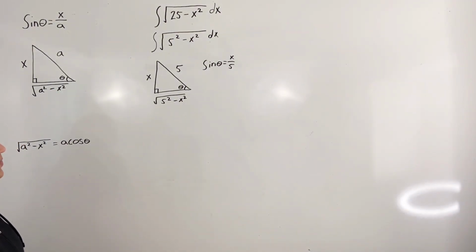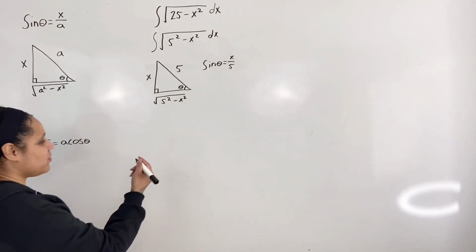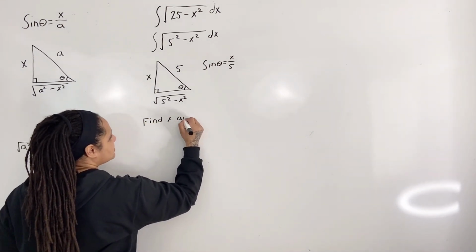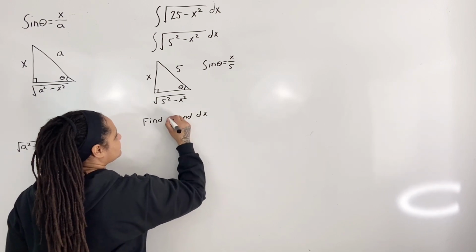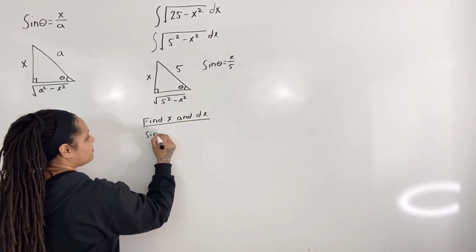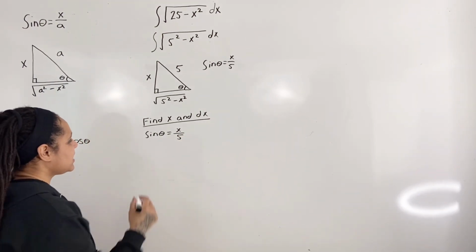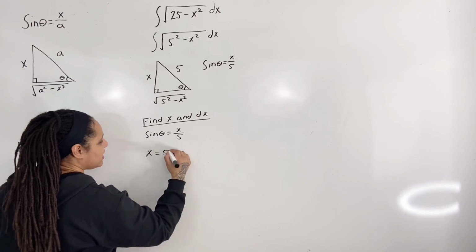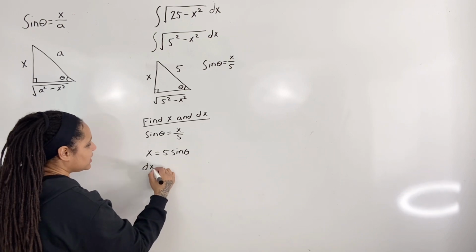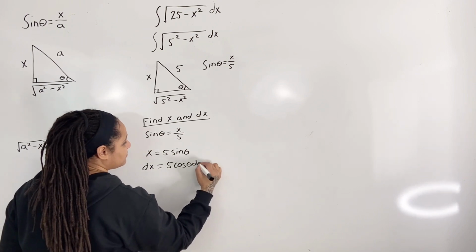Now I'm going to go through the steps that I showed you previously in order to make our substitutions. So first I'm going to find x and dx. Starting with the sine equation, we have sine of theta is equal to x over 5. When I solve for x, we get that x is equal to 5 sine of theta. Then when I take dx, we get that dx is equal to 5 cosine of theta d theta.